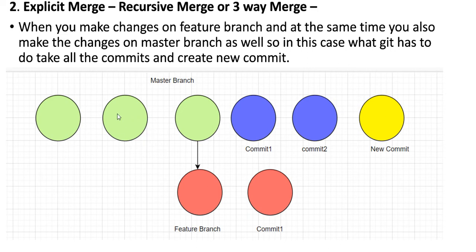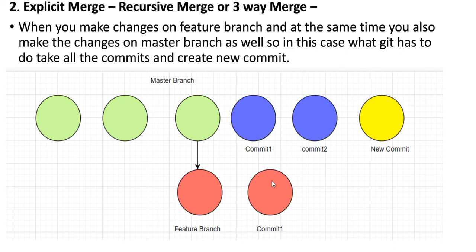In this diagram, the green circle is again the master branch, and from this master branch I have cut one branch called the feature branch, and I have made changes in this feature branch, called commit 1. At the same time, I am also making changes on the master branch, which are commit 1 and commit 2. These changes are represented by blue and red colors. Those are the changes which we have made on both branches.